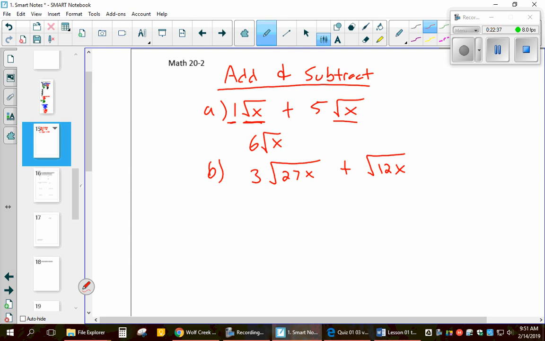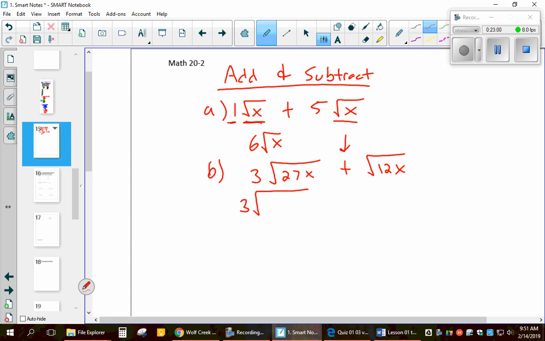All right, so the idea here is when I'm adding, I can't really do anything the way it is right now, right? Those aren't like terms. But maybe if I simplify these things, take some stuff out of this one, take some stuff out of this one, I'll end up with like terms. That's kind of the idea there, right? So let's try and just simplify this one and then this one and then see if they'll turn into like terms. So I've got 3.